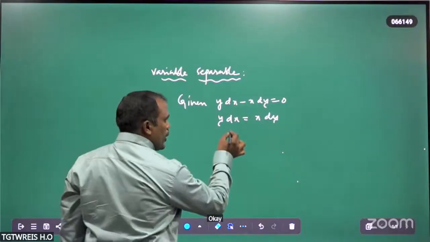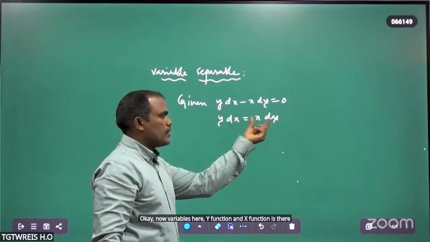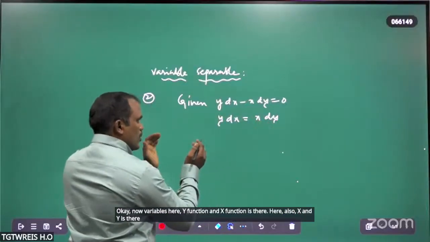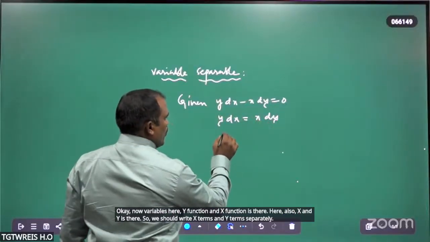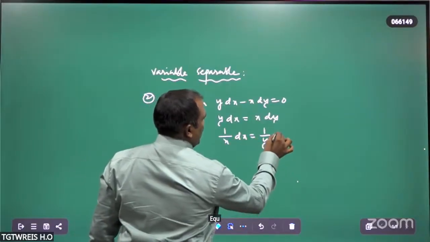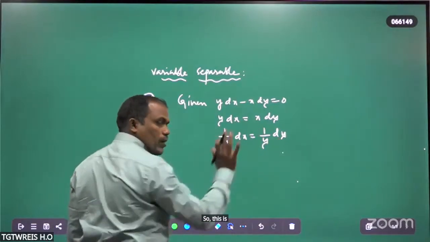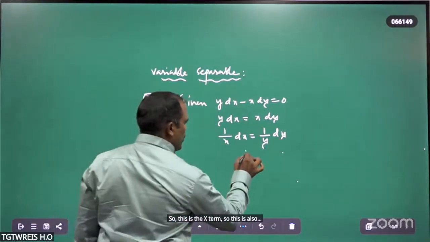Okay. Now variables here, y function and x function is there. Here also x and y is there. So we should write x terms and y terms separately. Now what you will get? 1 by x into dx equal to 1 by y into dy. So this is the x terms, this is also y terms. So then we can do what?